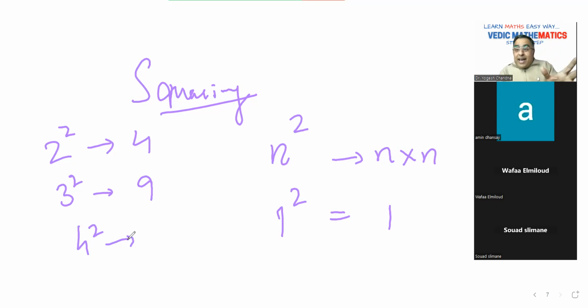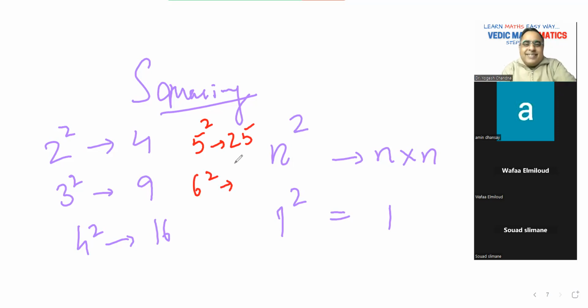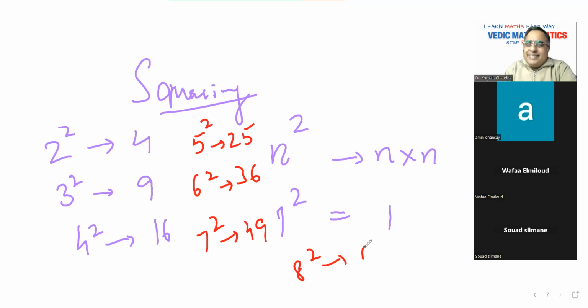16. See, why am I asking you this? Because after this, we'll be solving bigger numbers. Any number coming to us, we'll be able to solve. Square of 5 is 25, the easiest one. Square of 6 is 36, 7 is 49, 8 is 64, 9 is 81, and 10 is 100.